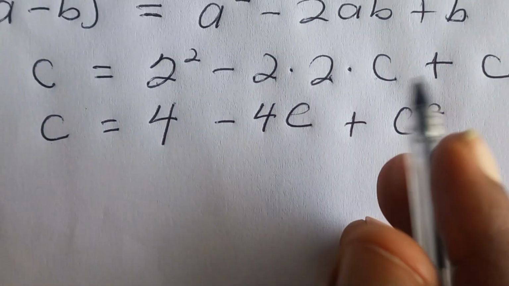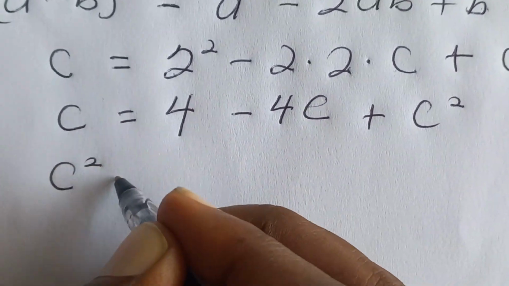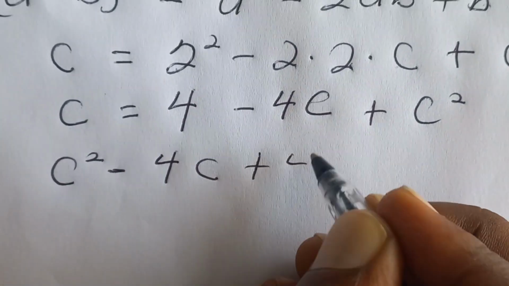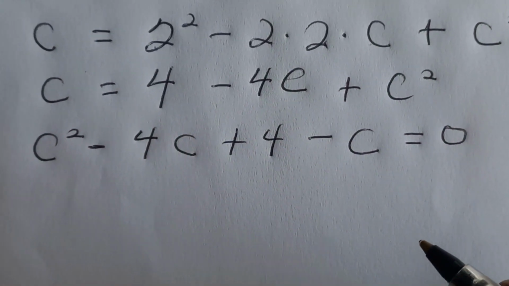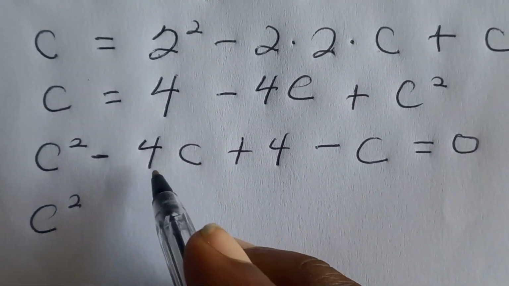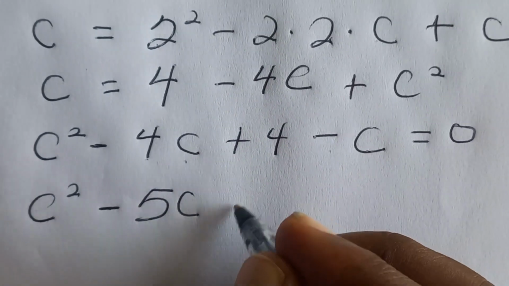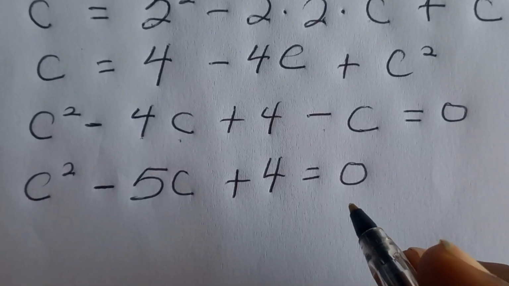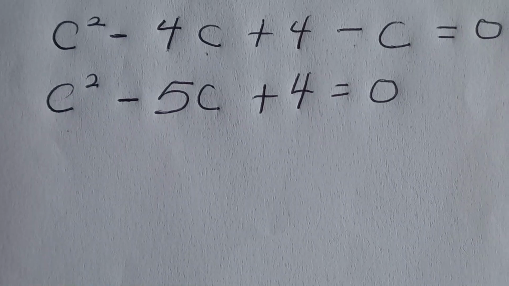Now, let's group all the terms on one side. So we can get C squared minus 4C plus 4 minus C is equal to 0. Now, to simplify things, we have C squared, now 4C minus C, we are getting minus 5C, then plus our 4, which is equal to 0. Now, this has become a quadratic equation.